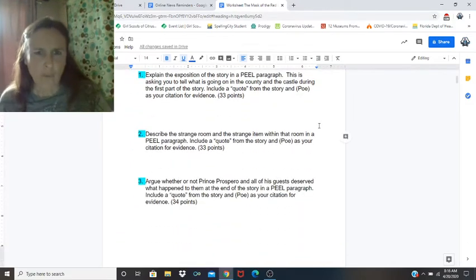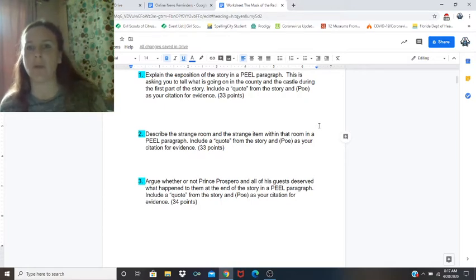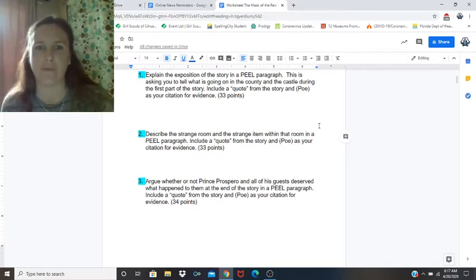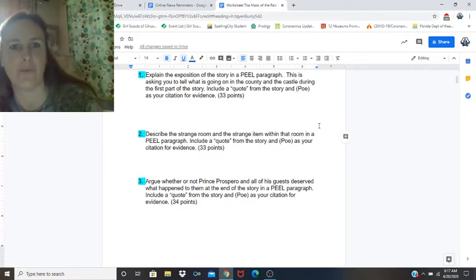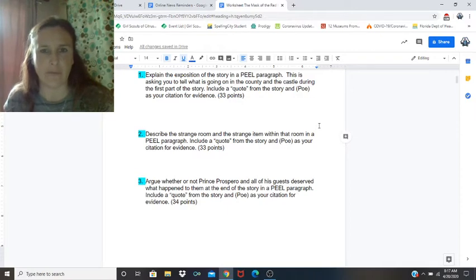Okay. Question 1, 2, or 3. Question 1, explain the exposition of the story in a PEEL paragraph. This is asking you to tell what is going on in the country and the castle during the first part of the story. Include a quote from the story and Poe in parentheses as your citation. Excellent. I feel like you can do great at that. So the exposition, explain the beginning, the time and place, and what's going on.